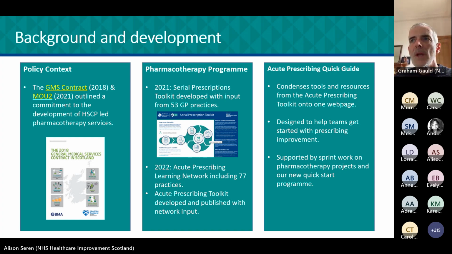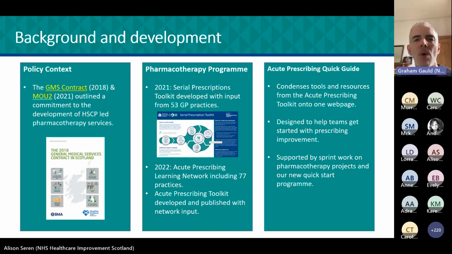The serial prescription toolkit was developed from a collaboration of 53 practices in 2021, and I'm sure you've all used that over the years, and hopefully will continue to use that. And we're recommending that you use that as part of your review and development of acute prescribing. So moving patients from acute prescribing to repeat and serial prescribing where appropriate.